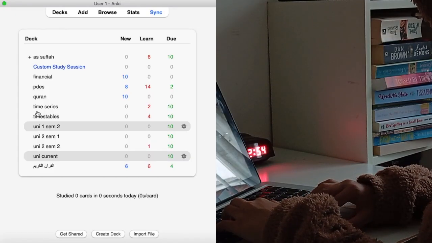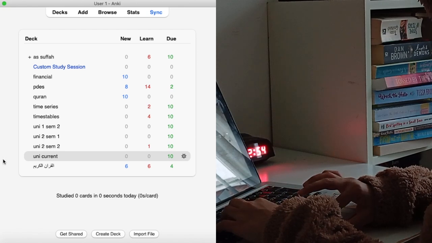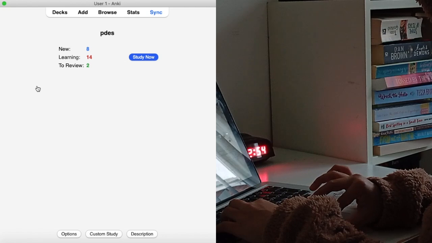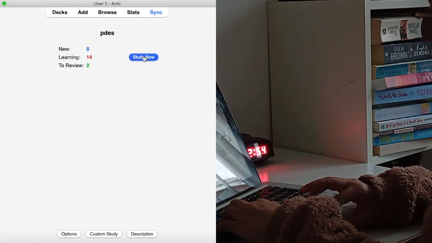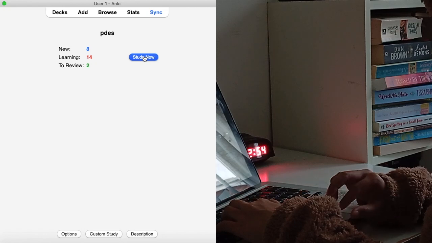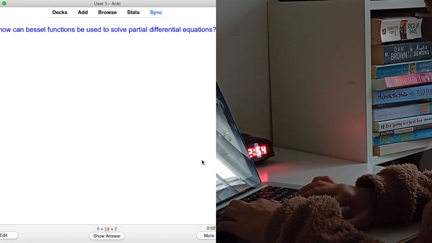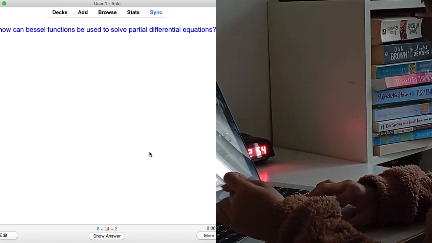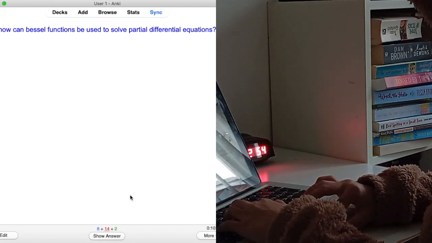For example, this is my uni deck, and this is PDs. If I just click study now, obviously it's not correctly synced because I haven't looked at this in ages and I haven't been reviewing it. But if we click study now, we can see I'm being asked a question: how can Bessel functions be used to solve partial differential equations? I'll give it a go, I'll think about it, and then I will check my answer.